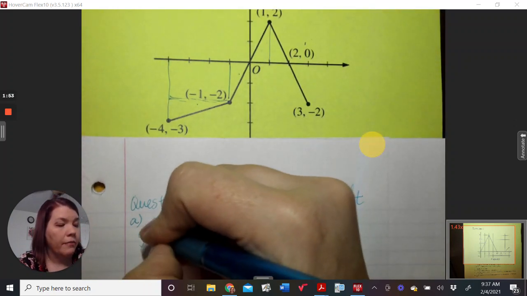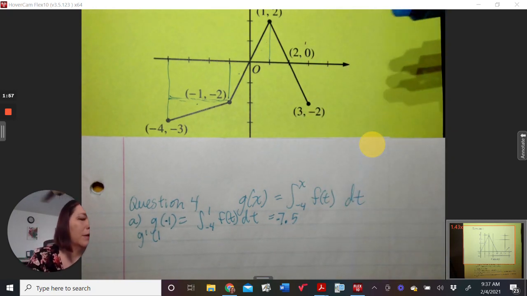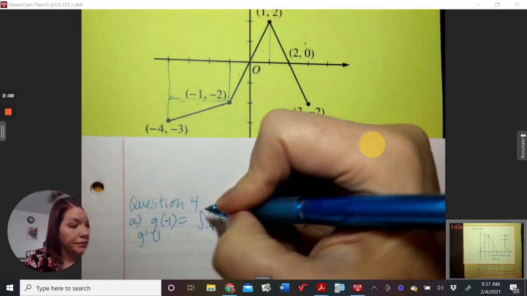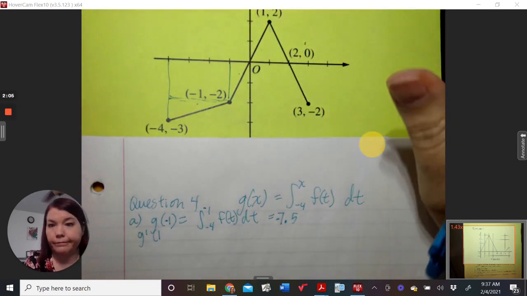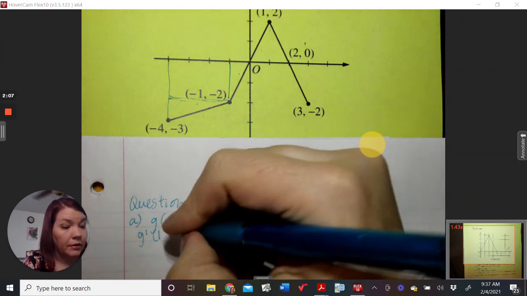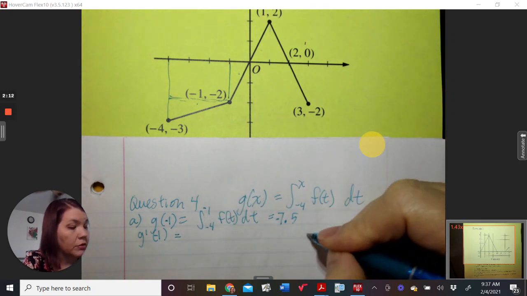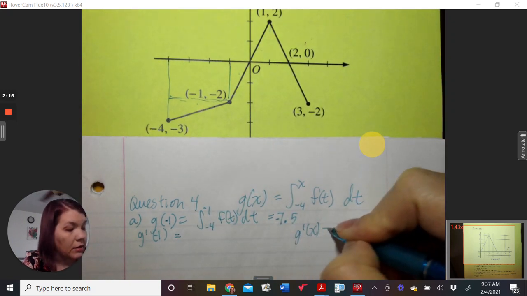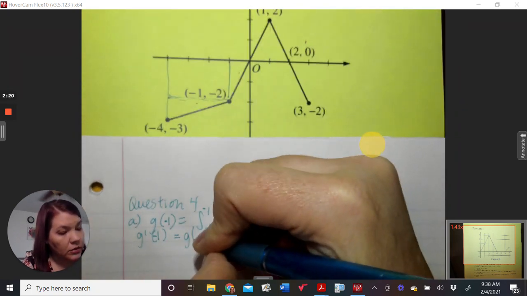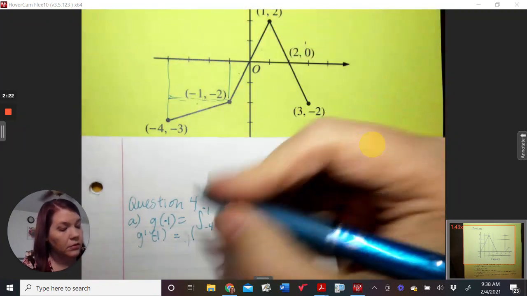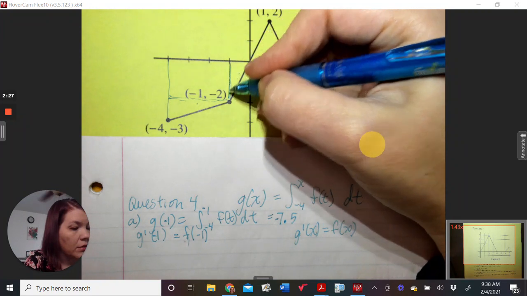So G prime at, excuse me, -1. It didn't matter, but these cancel each other out. Either way, that's good. G prime of -1 will be equal to the derivative. G prime of x is equal to f of x. That means G prime of -1 is equal to f of -1, and f of -1 is -2.